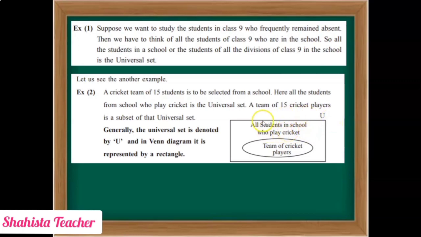Is that clear? And outside this rectangle, you have to show this U symbol. That means U stands for the universal set. Is that clear? That means all students in school who play cricket are outside the circle, and inside the circle you have to show the students who are the team of cricket players. Here we have to show the team of cricket players, and outside this circle we have to show all students in school who play cricket. Is that clear? Now next slide.